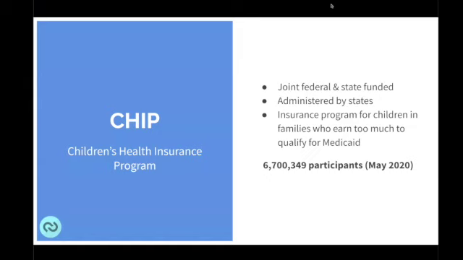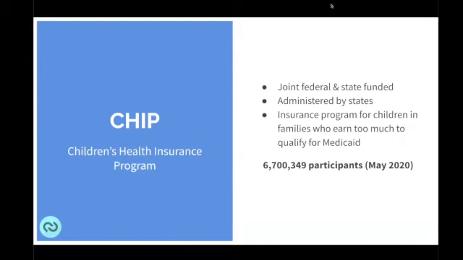So CHIP is the third program. So this is the Children's Health Insurance Program. Again, this is a joint federal and state funded program. So federal oversight administered by states, very, very similar to Medicaid. The insurance program is for children and families who earn too much to qualify for Medicaid.